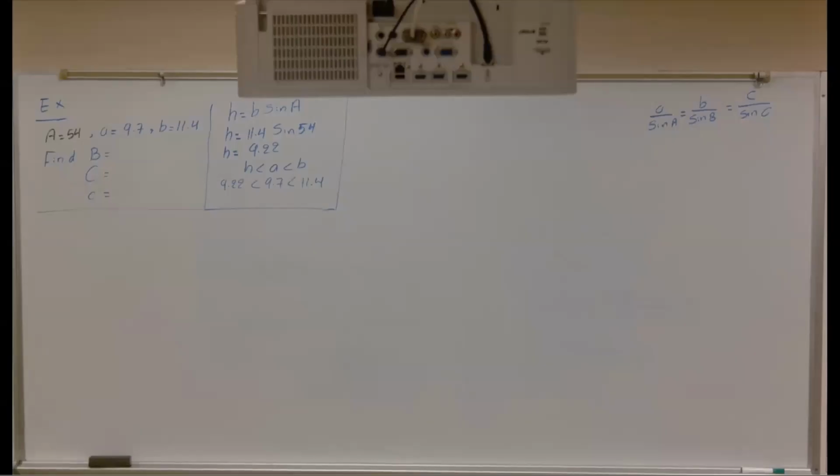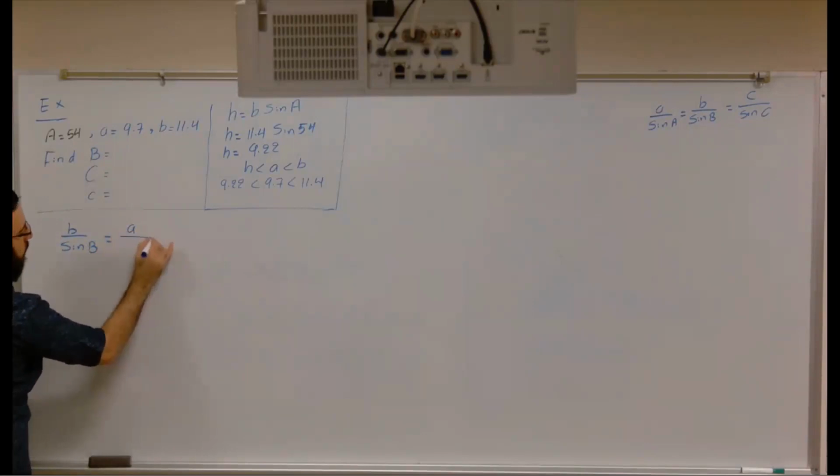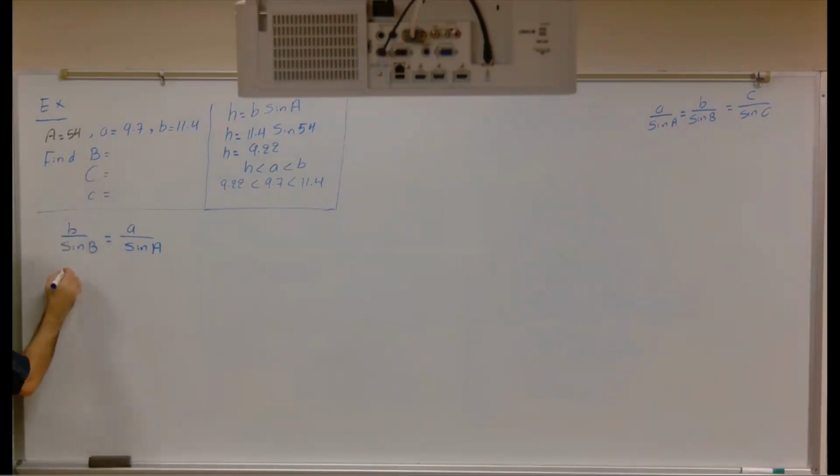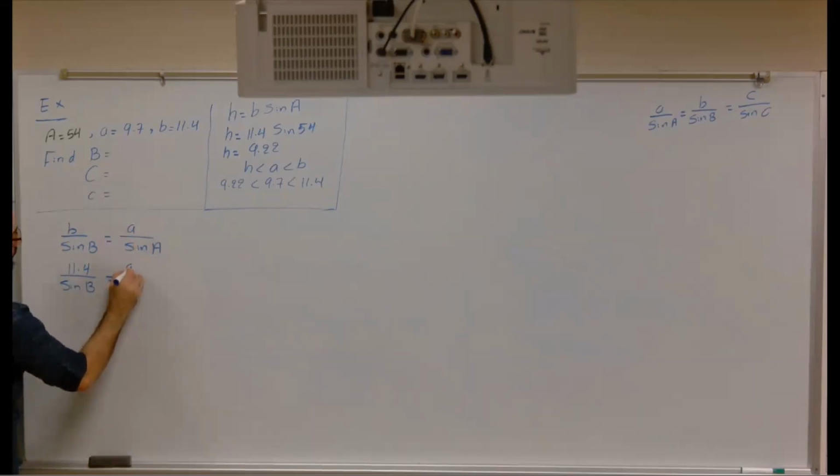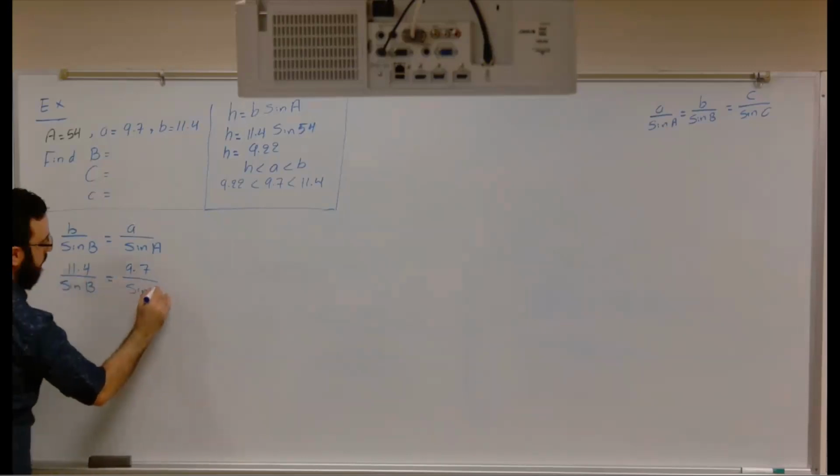Write down the rule. I need to find capital B. So I'm going to say B over sine B equals, I have to use A because I have the side A and the angle A. So I'm going to say A over sine A. How much is B? 11.4. Over sine B equals. How much is A? 9.7 sine 54.